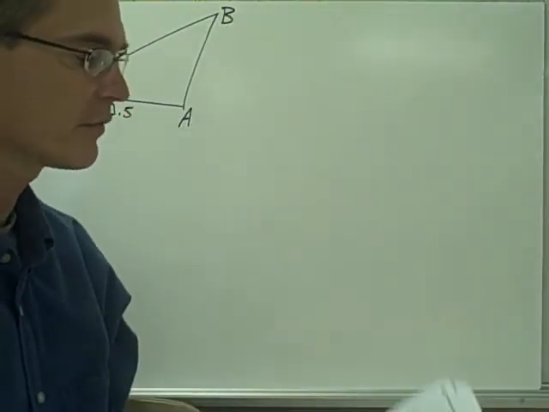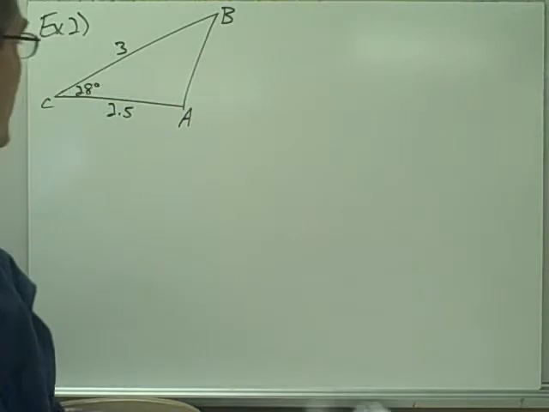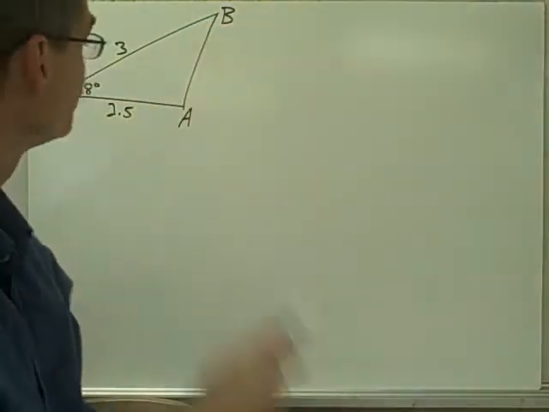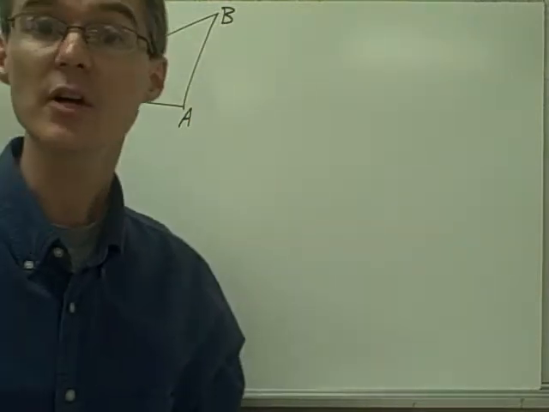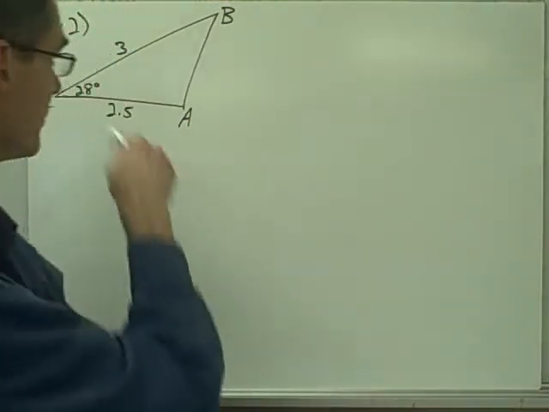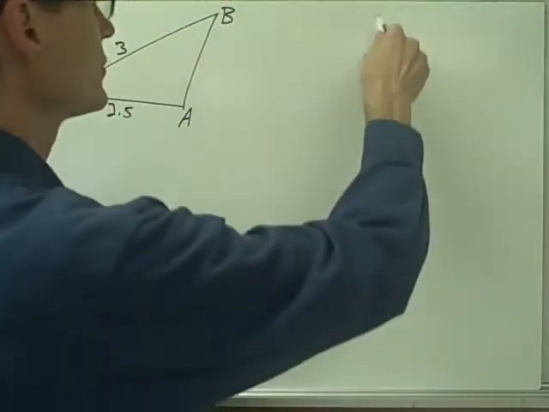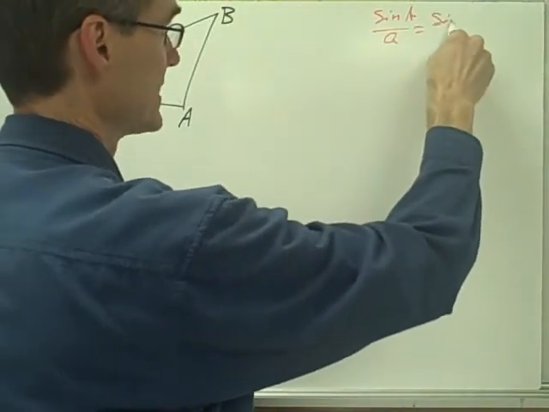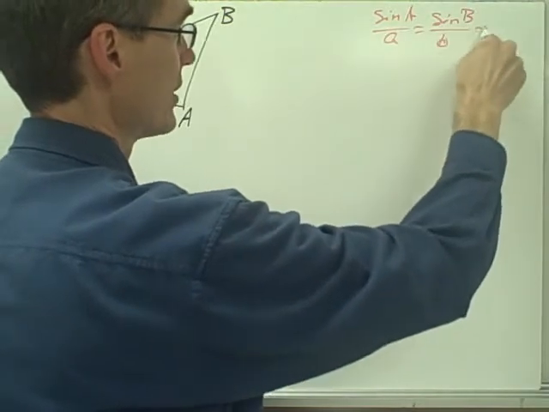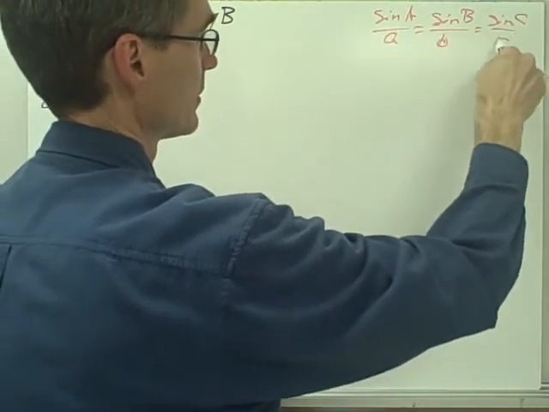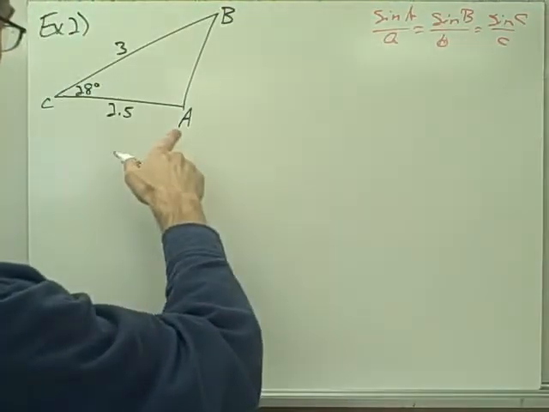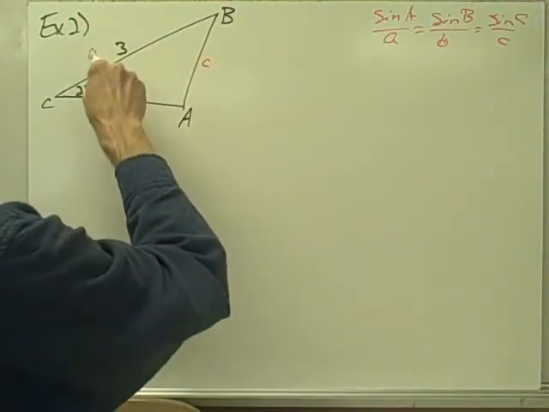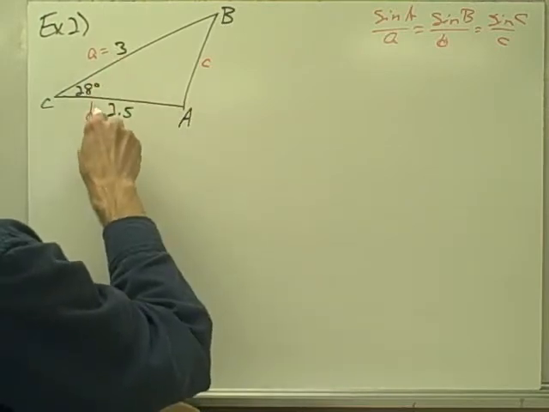Example 2, it says solve the triangle, which means I need to find all of the missing angles, 2 missing angles and 1 missing side. Once again, I would like to solve this one using the law of sines if I can, because the law of sines is much easier to use. So let's start out with that and see if we can use the law of sines. So fill in my information. Actually, I guess I better label my sides here. This is C, this is A, this is B.